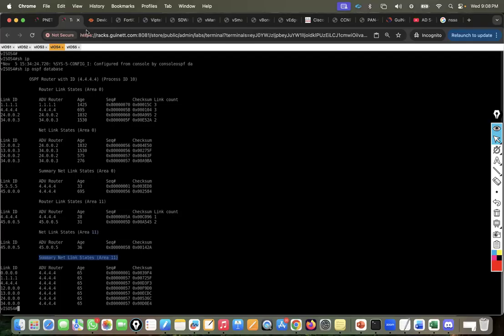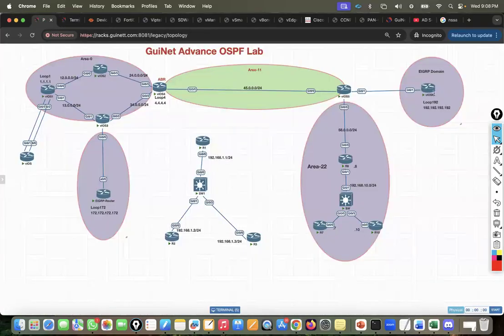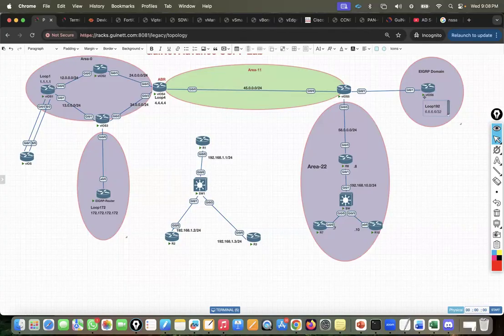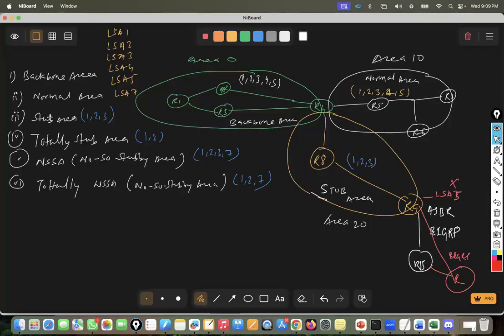But what about this route, 6.6.6.6? It's not coming. So can we reach it or not? We think we can't, because there is no route. No LSA type 5 is coming. Hold on, LSA type 7 is external. No, LSA 7 is not. I think 7 will be only in an NSSA, not a stub area.